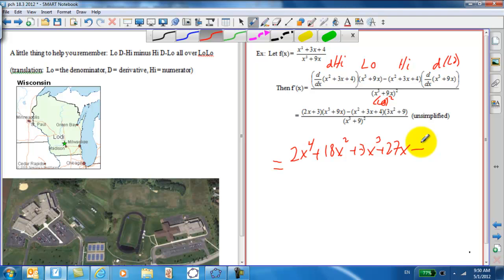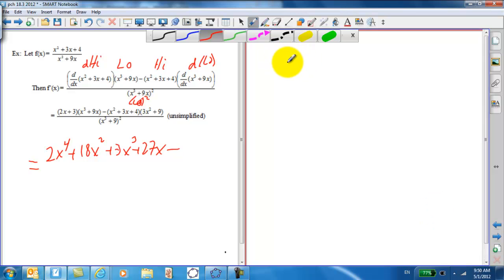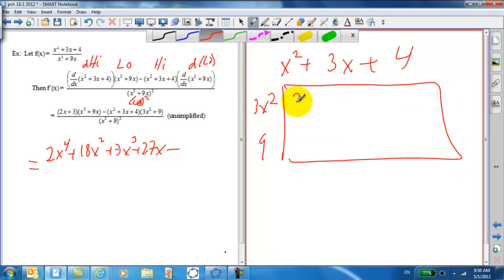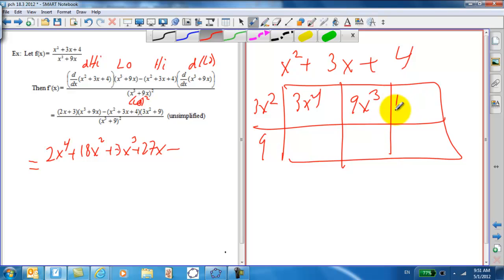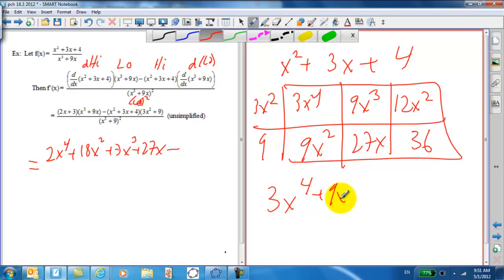Minus, well, we're going to need a whole sheet over here just to expand this. x squared plus 3x plus 4: 3x squared, 9, 3x to the fourth, 9x cubed, 12x squared, 9x squared, 27x, 36. So that's 3x to the fourth. So we got plus 9x cubed plus 21x squared plus 27x plus 36.